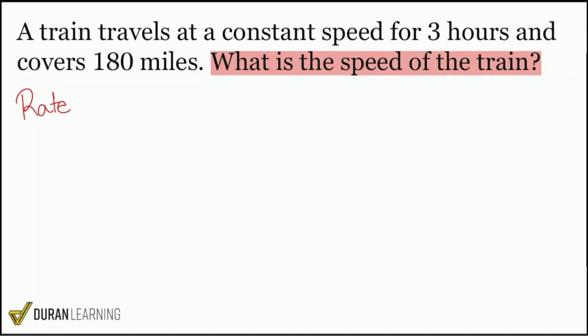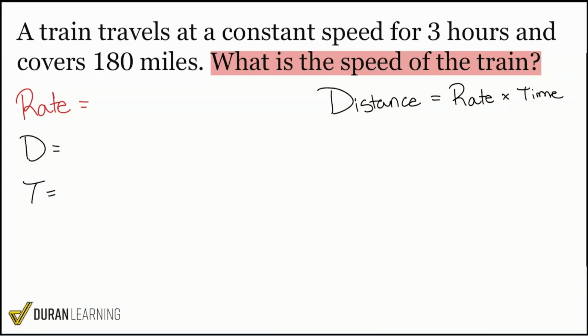So with that, let's write our formula out again. Distance equals rate times time. Right there, perfect. And then the rate is what we're looking for. So let's put a note here for the distance and a note for the time, and let's read. So a train travels at a constant speed for 3 hours. So everybody, I think we can all agree that that's going to be our time. The train travels for 3 hours.